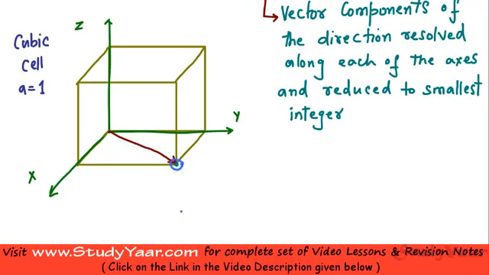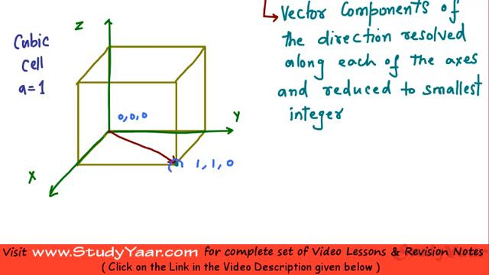What are the coordinates of this lattice point? You go 1 unit in the y direction. This is a cubic cell of dimension 1. So you go 1 unit in the y direction, then 1 unit in the x direction and 0 units in the z direction. Therefore the coordinates for this point would be x is 1, y is 1 and z is 0. So it's going to be 1, 1, 0. Your origin is always 0, 0, 0.